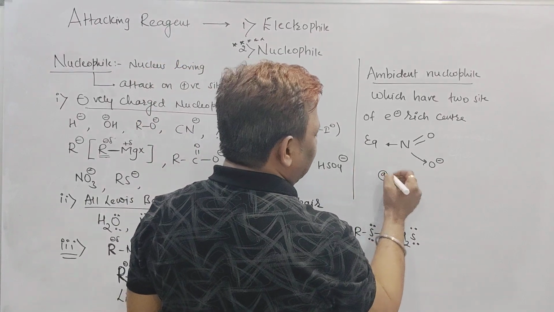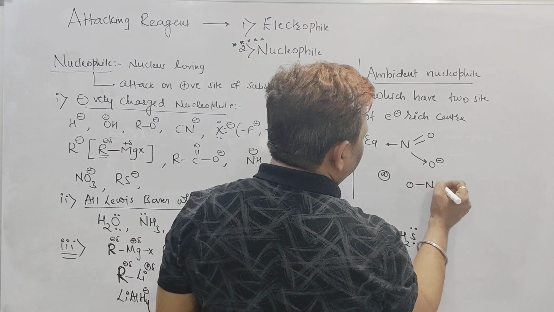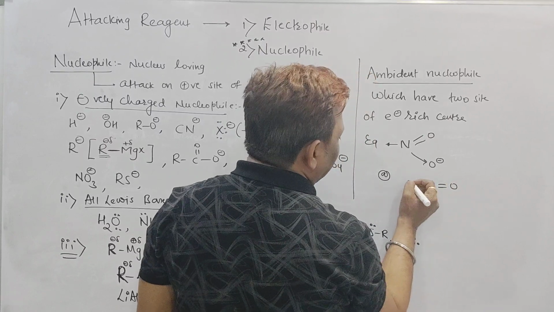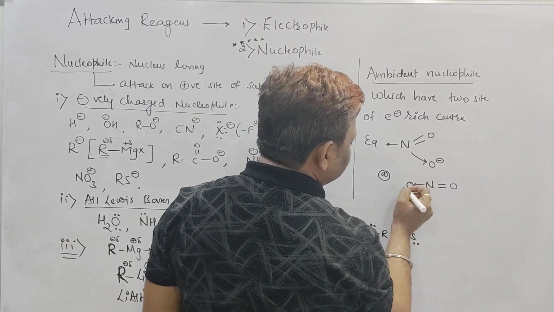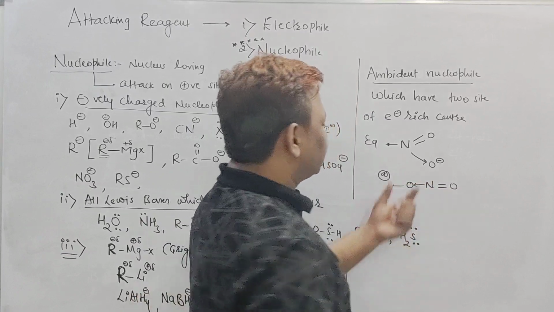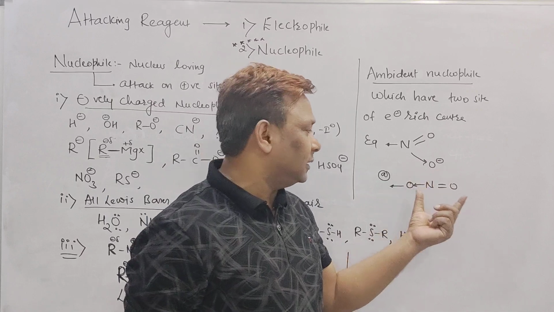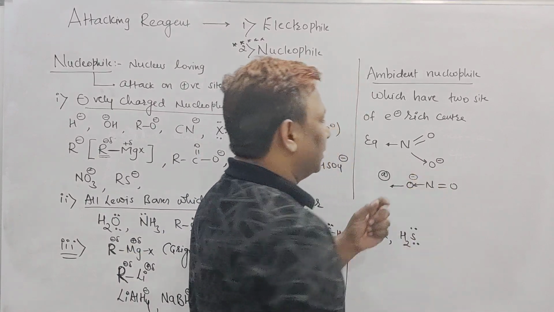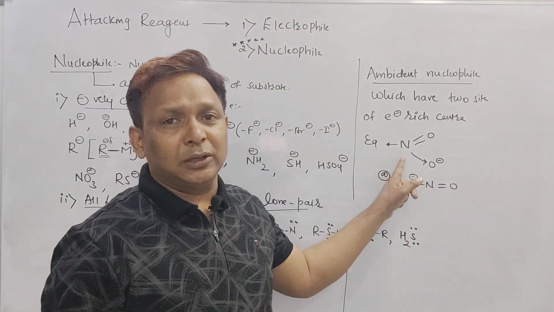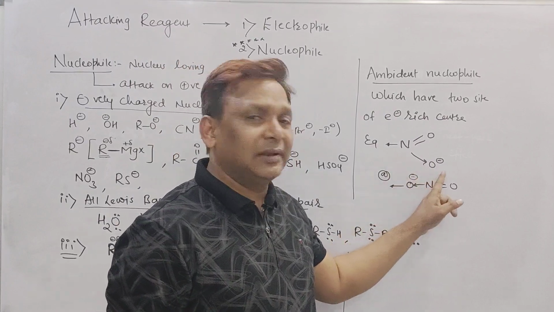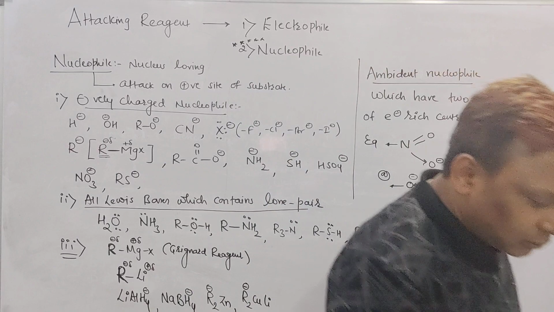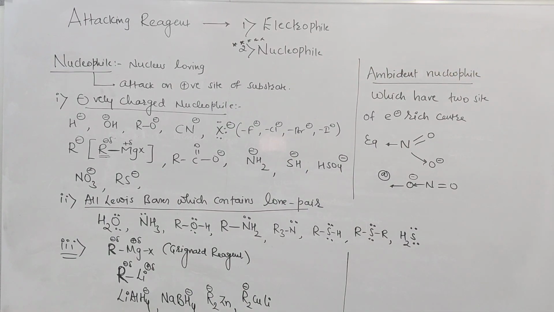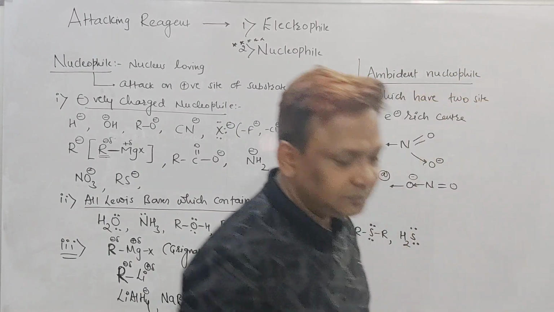Beta, this can be written as O and double bond O, and this oxygen has a tendency to donate a lone pair. Beta, this oxygen is making a bond. Means in NO2 negative, we can say it can donate the lone pair from nitrogen, as well as it can donate the lone pair from the oxygen. So this NO2 negative will act as an ambident nucleophile. Is it clear?